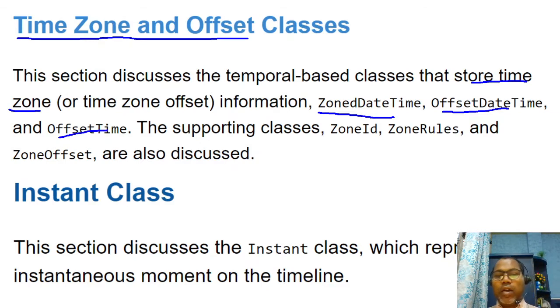And for these classes we generally use supporting classes like ZoneId and ZoneRules to figure out what kind of offset they have. So we'll discuss with examples how you can create ZoneId and ZoneOffset. And finally, we have another interesting class, which is the new Instant class.